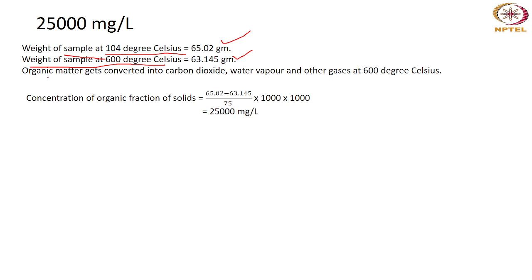Whatever the organic matter was there, it was converted into carbon dioxide, water vapor, and other gases at 600 degrees Celsius. So you can say that 65.02 minus 63.145 was the organic portion, and the sample volume was 75 ml. I'm dividing this, and this was in gram, multiplied by 1000 to make mg, and then again multiplied by 1000 to convert ml to liter, right? So at the end, I'm getting 25,000 mg per liter. Yes, and Nilkesh, you were right, 25,000 mg per liter.